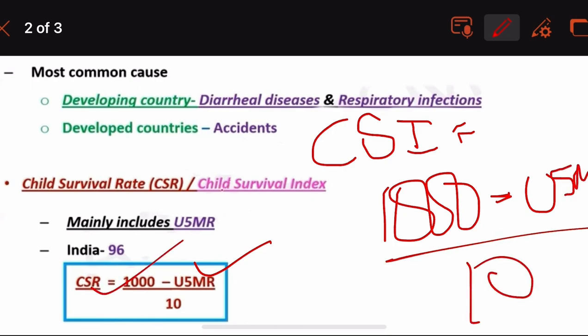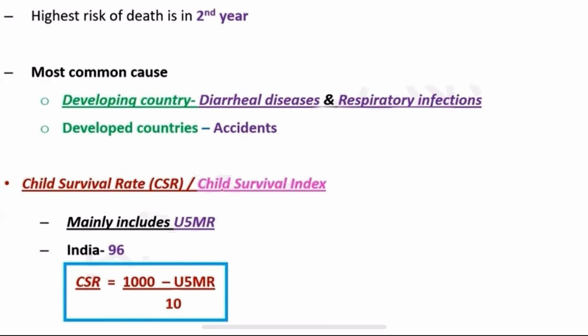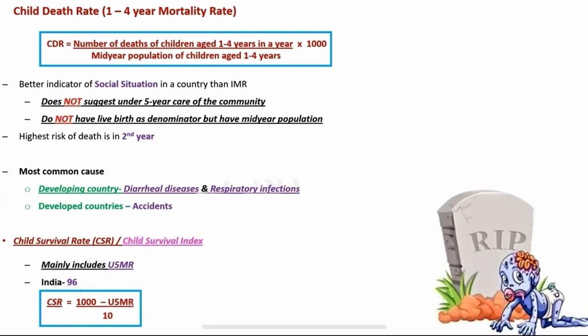You can see the formula here: 1000 minus under 5 mortality rate, divided by 10. In India, the child survival rate or child survival index is 96. So we know that in India, the child survival index is 96.